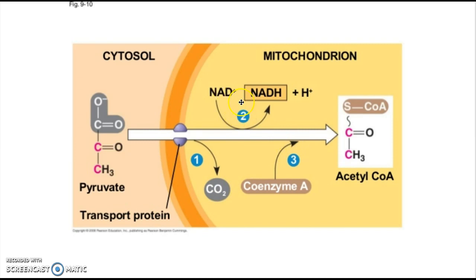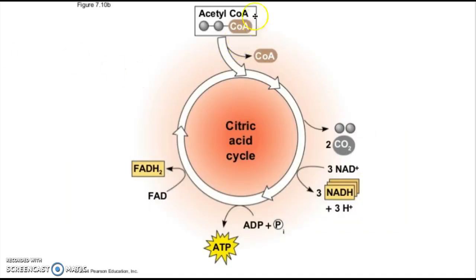We also have NAD plus being reduced into NADH and a proton, right? So this will ultimately go to the electron transport chain. And then we have coenzyme A joining up with what was left of that pyruvate in order to form this compound called acetyl-CoA. Remember, this happens twice for every glucose because we have two pyruvate that were made. They are then going to move into the citric acid cycle. So here comes the acetyl-CoA.